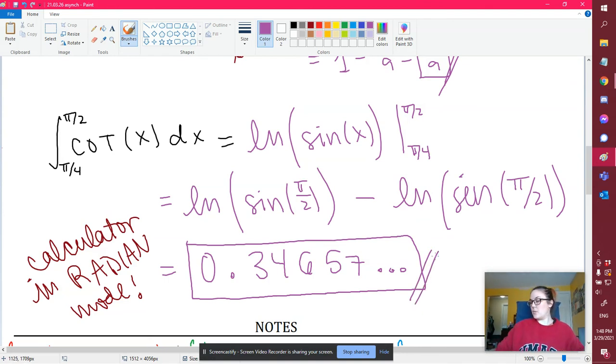Here's what's going on, right? We've got, again, 11 problems. You'll find the antiderivative for all of them. For some of them, you'll plug in bounds.